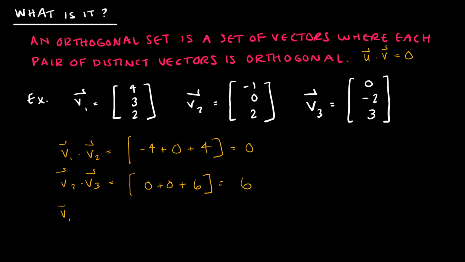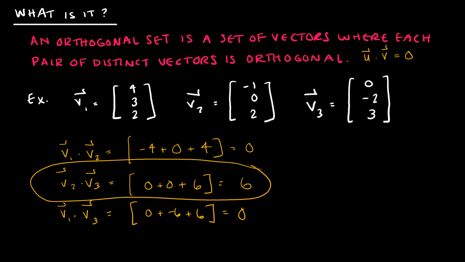Obviously I can take v1 inner product with v3, and that would give me 0 plus -6 plus 6, which is 0. But it really doesn't matter, because once you have found a pair that is not orthogonal, that means the entire set is not orthogonal. So in this case, for my example, I would say that this set of vectors is not orthogonal.